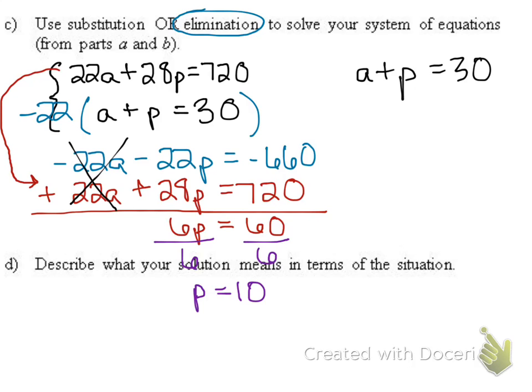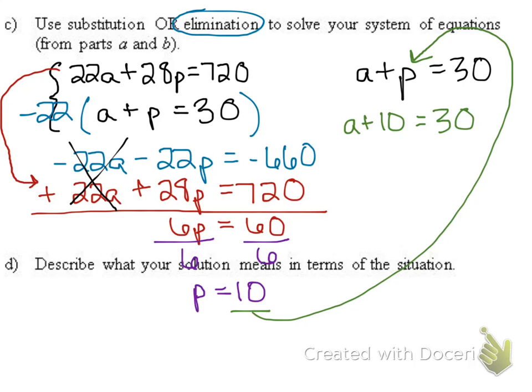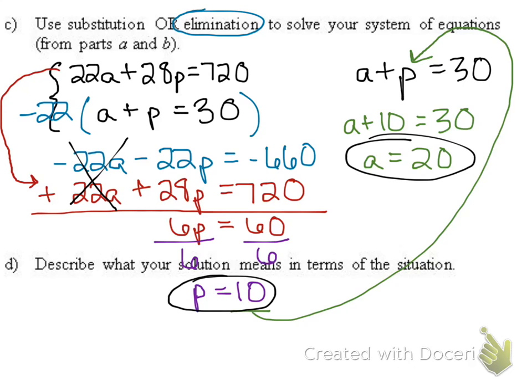And so we can plug our value of P equals 10 into either one of the rules. I'm going to plug it into the second rule since that's a simpler looking rule. So I'll replace P with 10. And then solving for A gives me A is 20. I would subtract 10 from both sides. So there's our final solution for both our variables. A is 20 and P is 10.